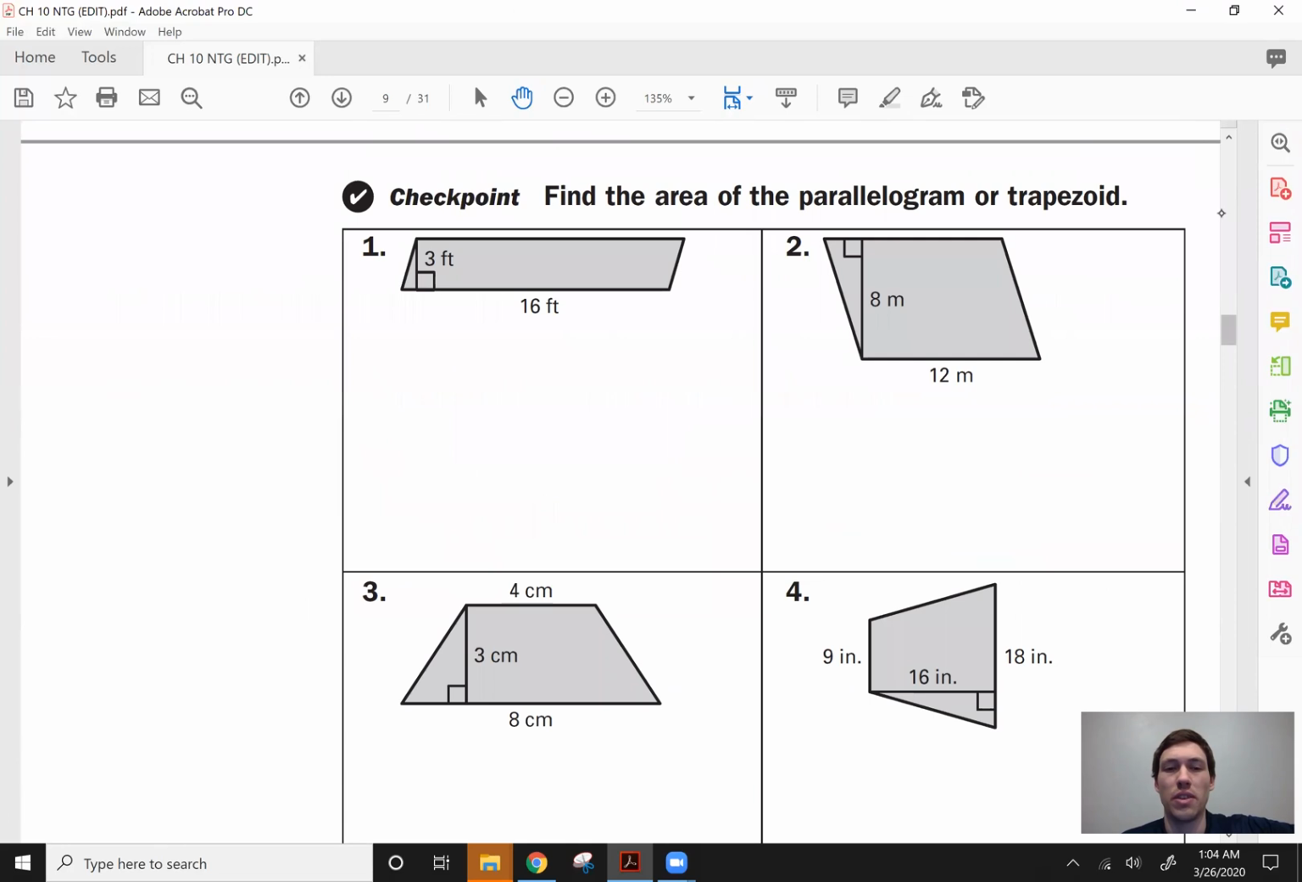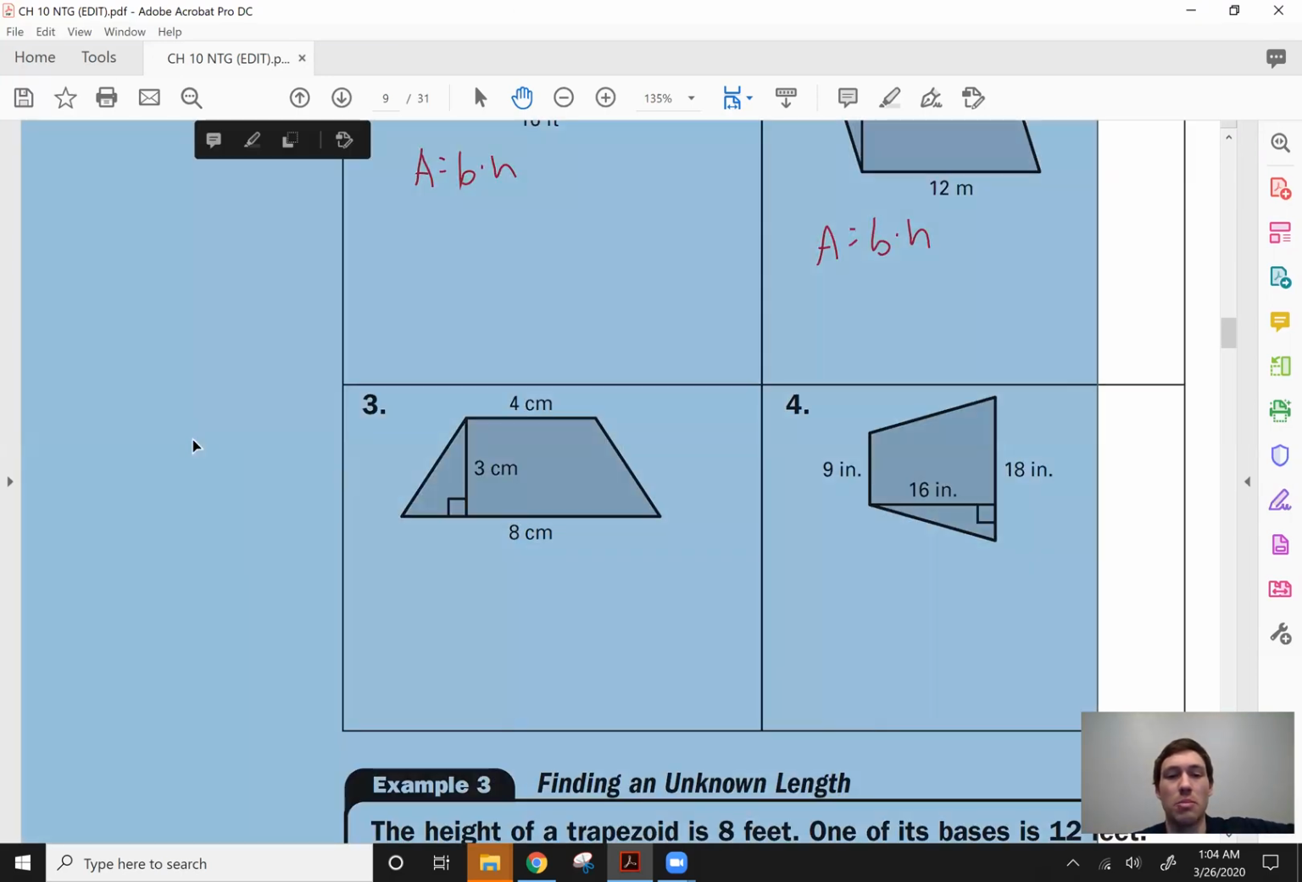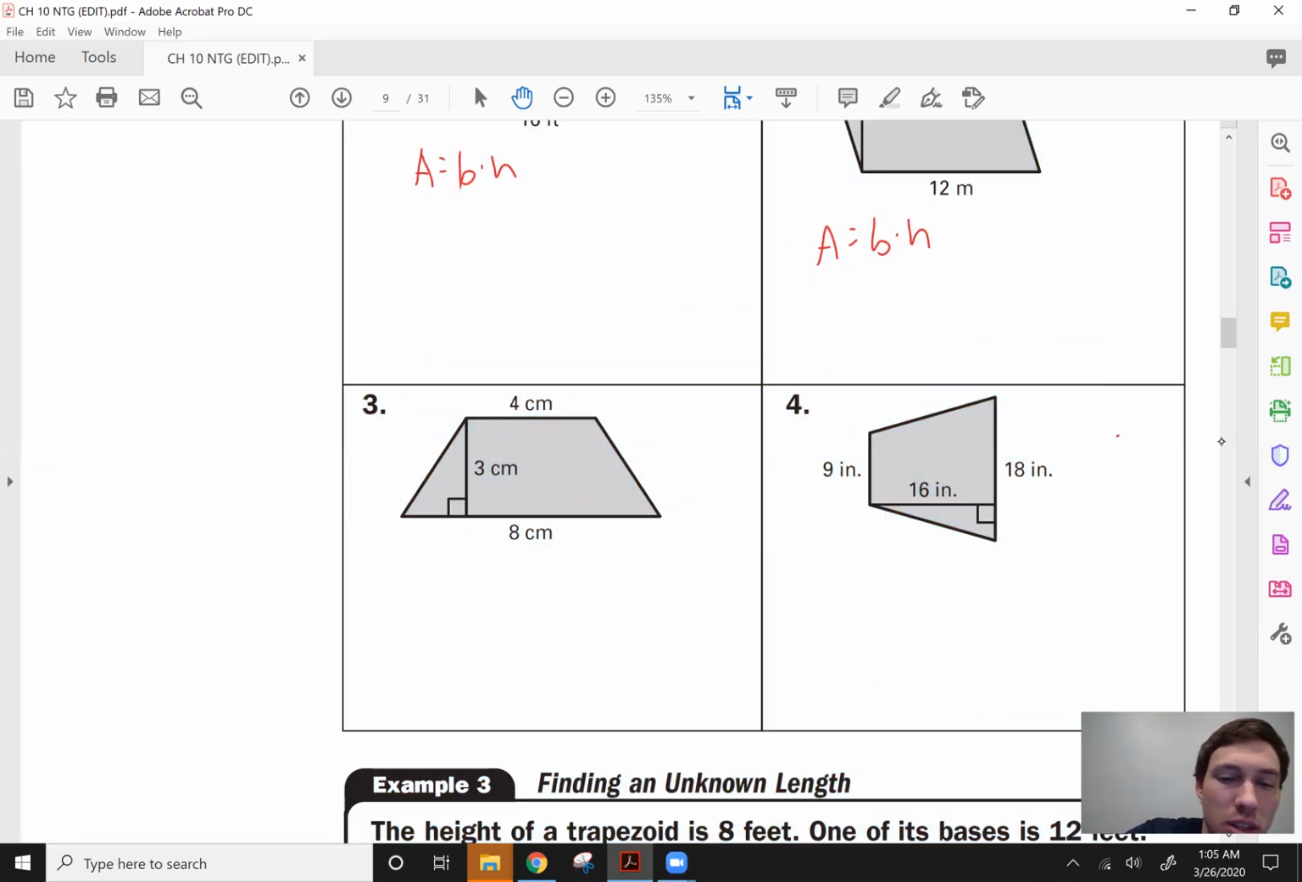Find the area of these. So again, for a parallelogram, area is going to equal base times height. Parallelogram again, area equals base times height. Trapezoid, however, is going to be area equals 1/2 (base 1 plus base 2) times height, and the same here. Base 1 plus base 2 times height.